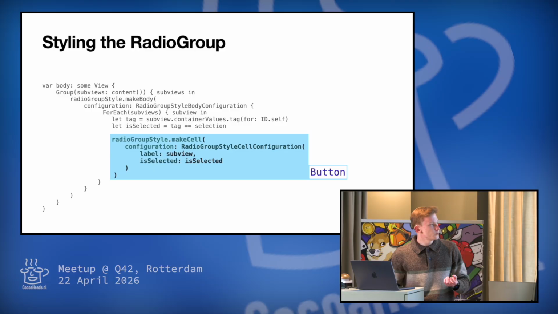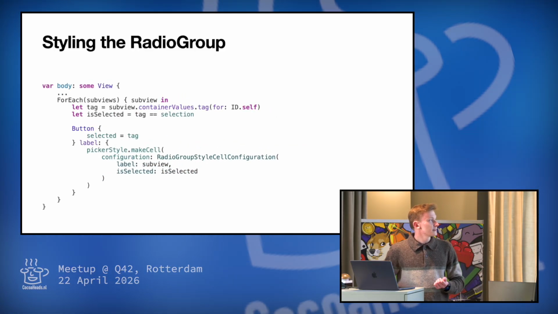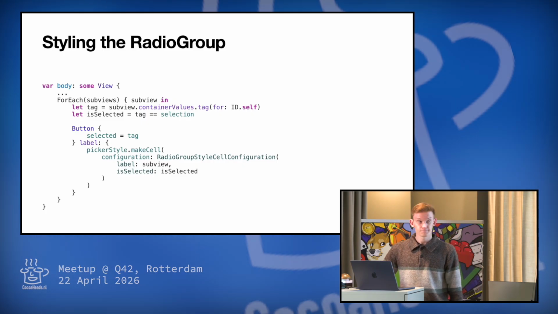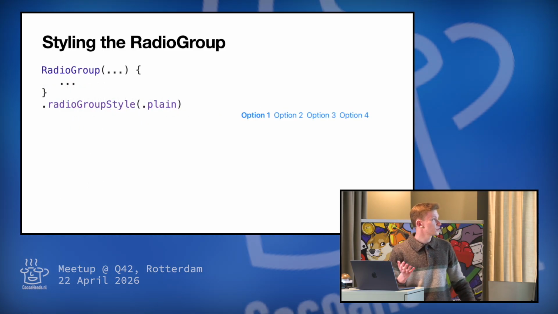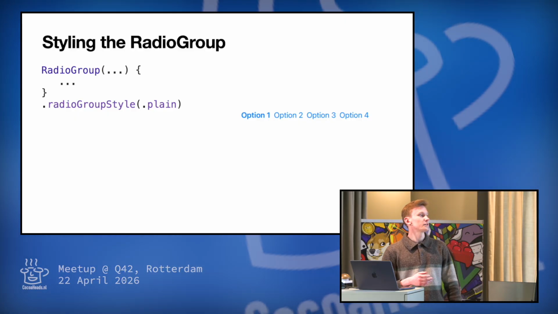Now, because these cells need to be clickable, I need to wrap it in a button. And I set the selected on click. And this is what it looks like. So now we have a stylable custom picker.